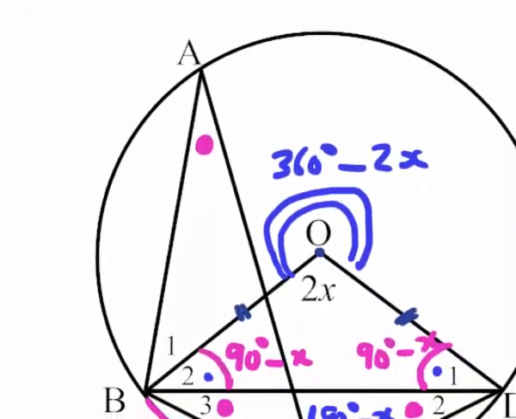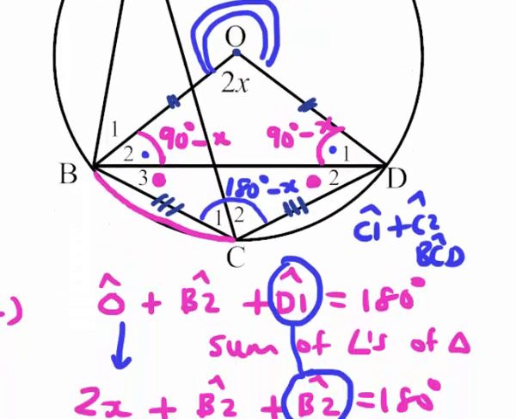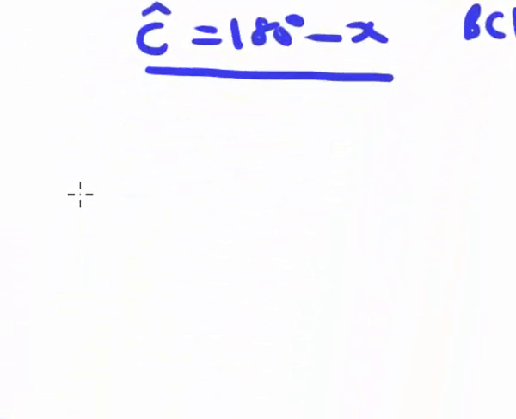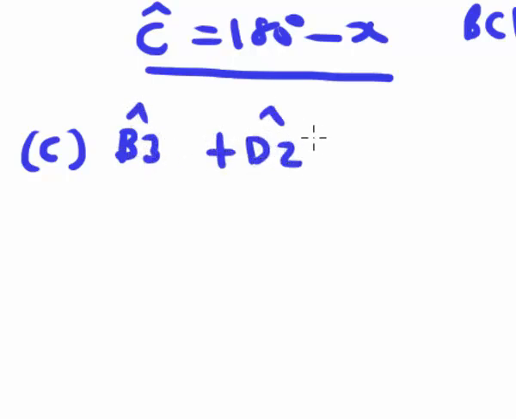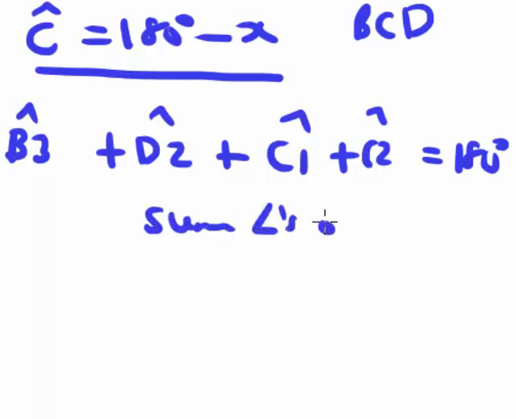Okay, what's the last one? Angle A. Well, that's pretty easy. We've got D2 is equal to A, so we know that. We also know this is 180 degrees minus x, and those two are equal. So what I'm going to do is use the sum of the angles of a triangle. Now watch this. I'm going to write down this and then go back there. You would probably agree with me that B3 plus D2 plus C1 plus C2 is equal to 180 degrees. That's sum of the angles of the triangle.